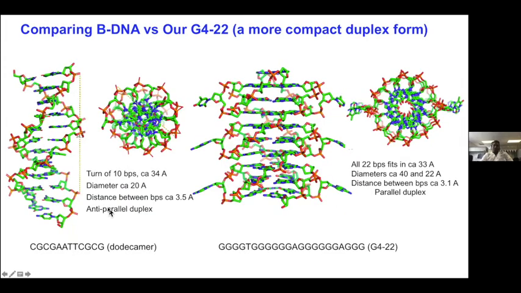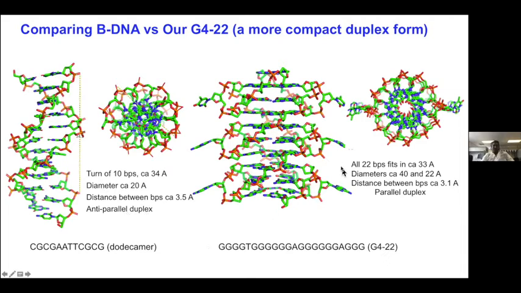Since it has more similarity with the B form of DNA, I'm comparing the B-DNA with our G422. As you can see, with this we discussed before, that the B-DNA is the anti-parallel DNA with base pairs separated by 3.5 angstrom, and if you look from the top, the helix diameter is about 20 angstrom, and you can fit up to 10 base pairs in 34 angstrom distance. That's the pitch of the helix.